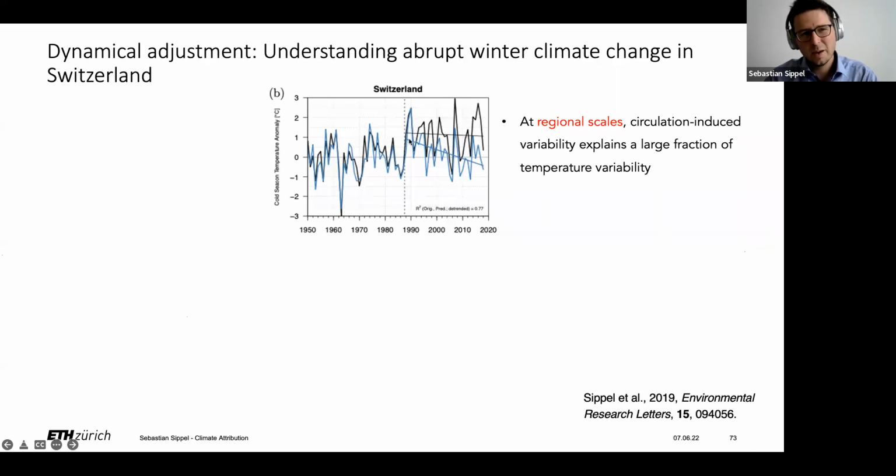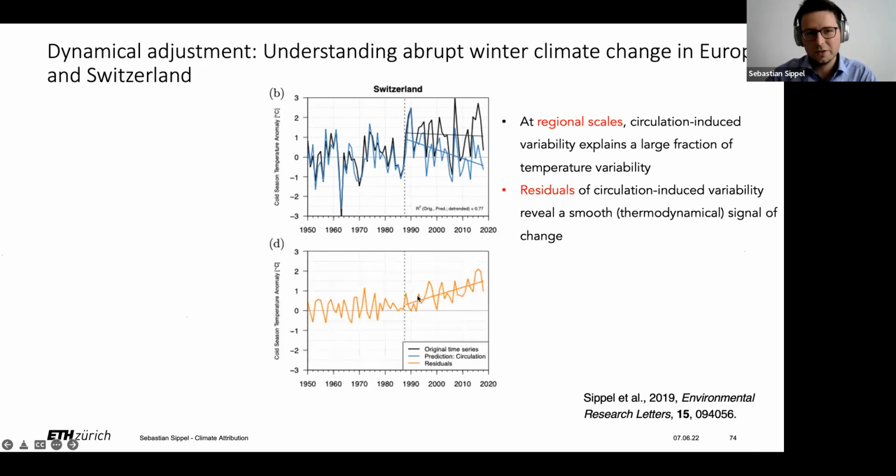However, what happens over the last 30 or 40 years is that there's a certain decoupling of the circulation. So the circulation still gets, of course, the interannual variability, but there's a certain offset that appears to be growing over time. Now, if you look at the residuals, so the difference between the black and the blue line, we would expect that they contain the thermodynamical signal of change. So these residuals really show this increasing trend that we would, in a sense, expect as climate change is, in a sense, a gradual phenomenon.